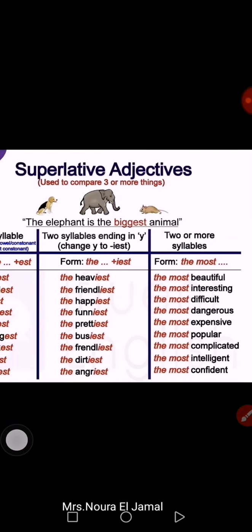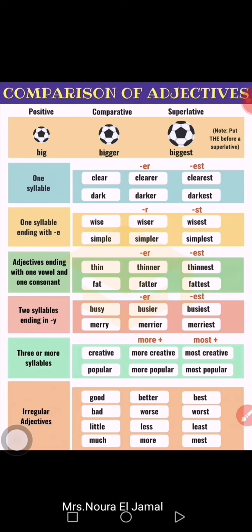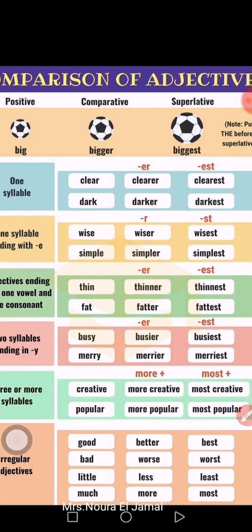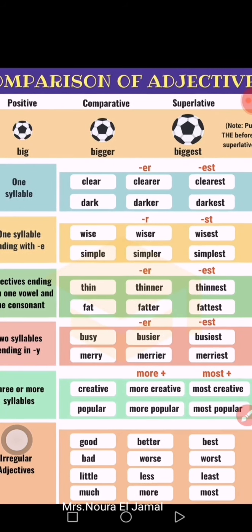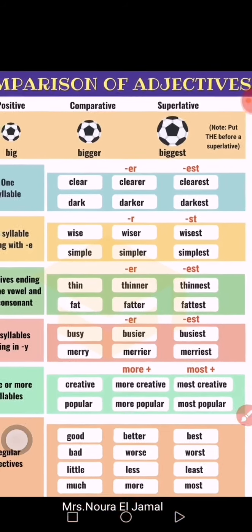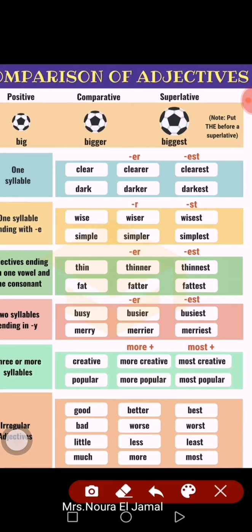Okay, now let's read this one together. Big, look at the bull. The first one is big, but the second one is bigger than the first one, and the third one is the biggest of all. One syllable, we add er in the comparative and est in the superlative. Wise. If the adjective ends in e, we just add r if it's comparative and st if it's superlative.